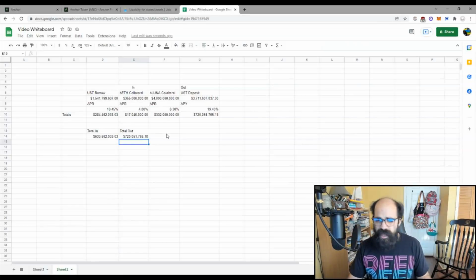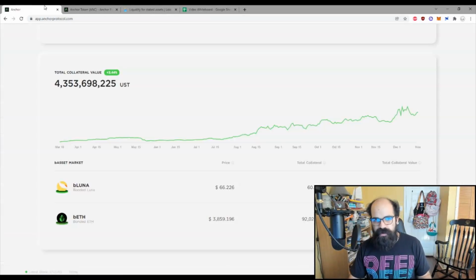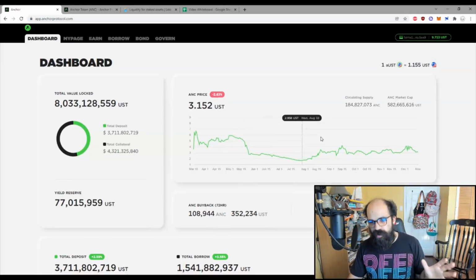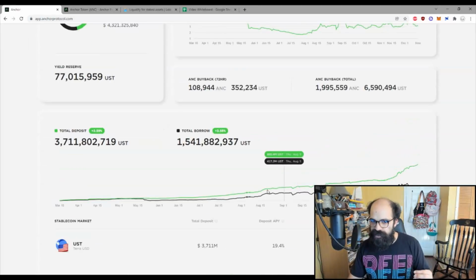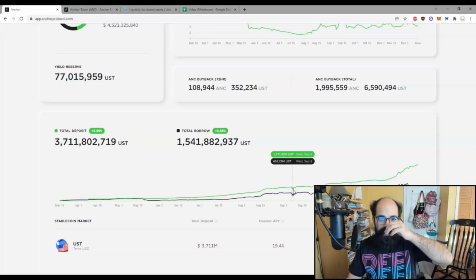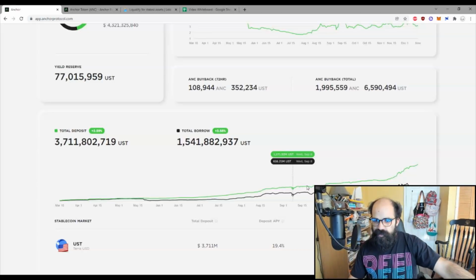Now I'm saying sustainable, but the APR or APY, that 19%, can change. It can go from 20% to like 15% and see how long it can hang out there. And what you also have to know is that as market conditions get more bullish, we'll see UST deposits go down because people want to participate in the upward mobility of more volatile assets like Luna, Ethereum, Bitcoin, etc. As market sentiment gets more bearish, we'll see more and more people deposit into Anchor.